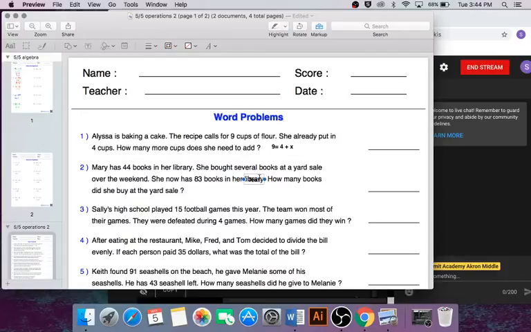Now when we solve it, we need to get x by itself. So the opposite of a plus 4 is minus 4. So we're going to subtract 4 from both sides. And when we subtract 4 from both sides, we're left with x on the right, and 9 minus 4 is 5. So 5 equals x is our answer.